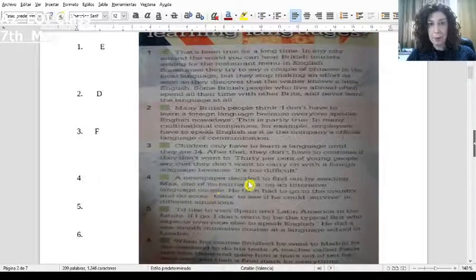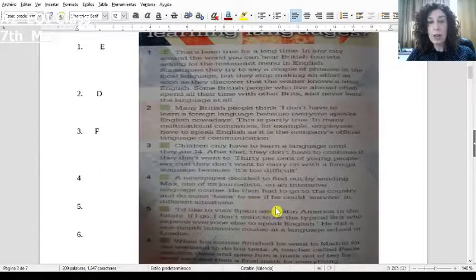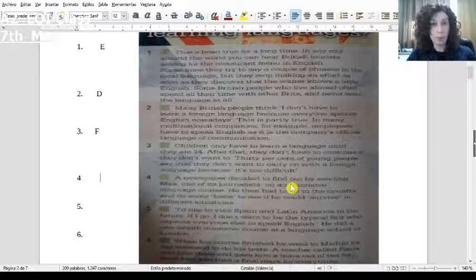A newspaper decided to find out by sending Max, one of its journalists, on an intensive language course. He then had to go to the country and do some tests to see if he could survive in different situations. Find out es averiguar. Un periódico decidió averiguar esta dificultad de aprender idiomas enviando a Max, uno de sus periodistas, a un curso intensivo. Tenía que ir al país donde hablaban ese idioma y hacer unos tests. The topic sentence, which one do you think?